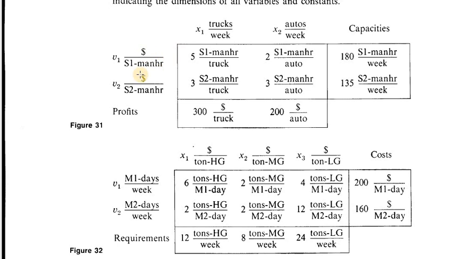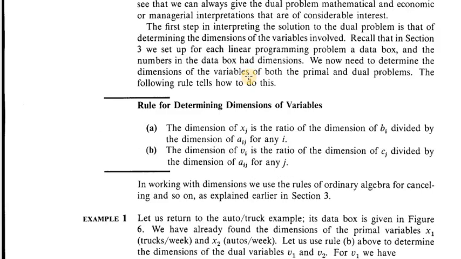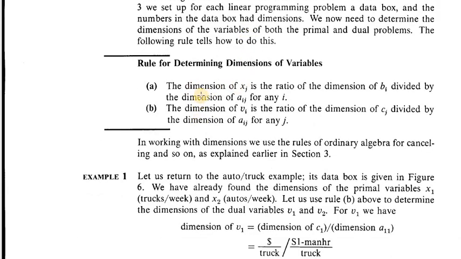On the other hand, for the v units, we have the same sort of thing: in order to get the constraints going down to be consistent and have consistent units, the units of v times the units of a have to be equal to the units of c. So you get basically v times a equals c, or v equals c over a. So that's what we have here in this rule for determining dimensions of variables.